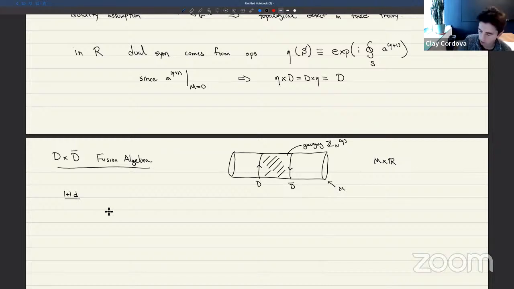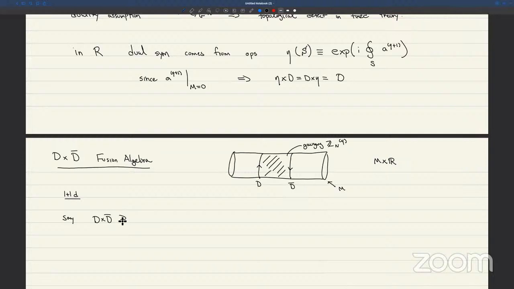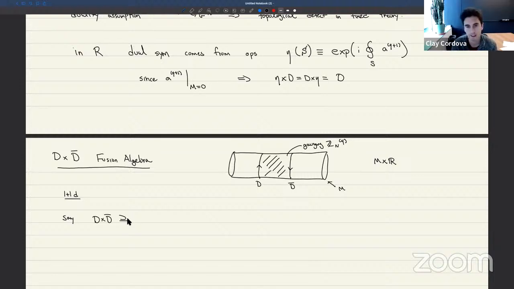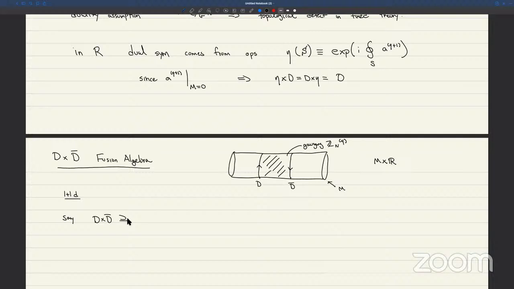So let's be in 1 plus 1D. Let's say that D times D bar. Clay: Yes, at this point, you could have posed this problem without assuming that T is isomorphic to T mod GQ. That's correct. Yes. You haven't used that self-duality yet. Yes.